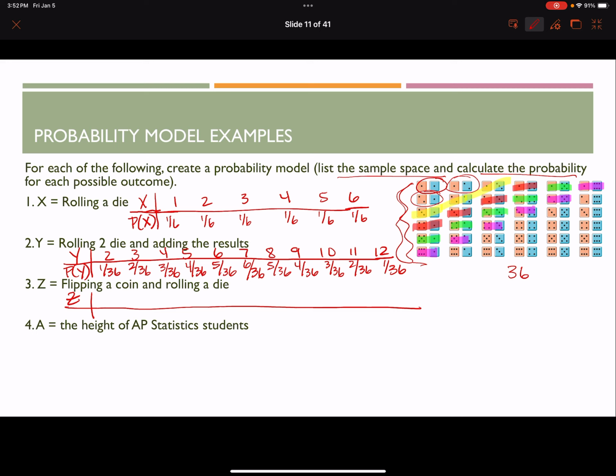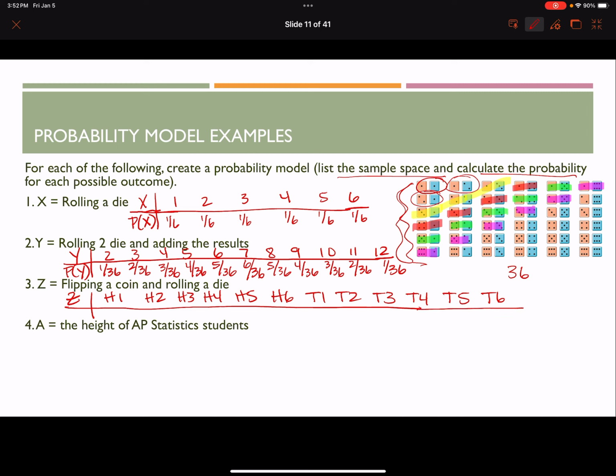Z, all the possible outcomes. If I flip a coin and roll a die, I could get, we talked about this one before, a heads and a 1, heads and a 2, heads and a 3, heads and a 4, heads and a 5, heads and a 6, or I could get a tail. Right? So those are all the possible outcomes.